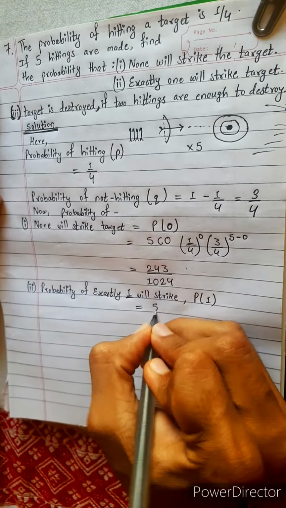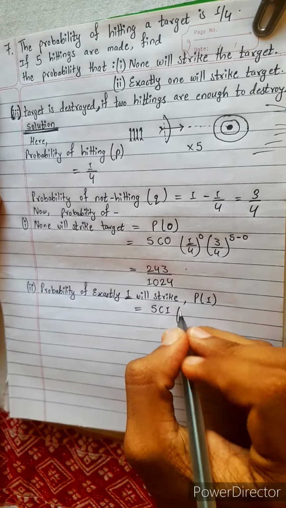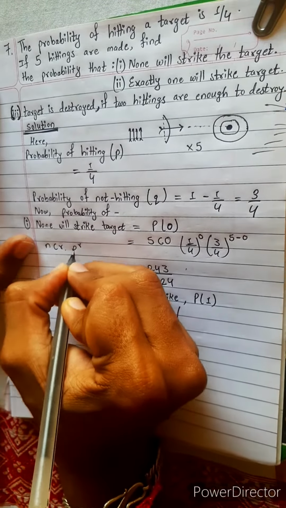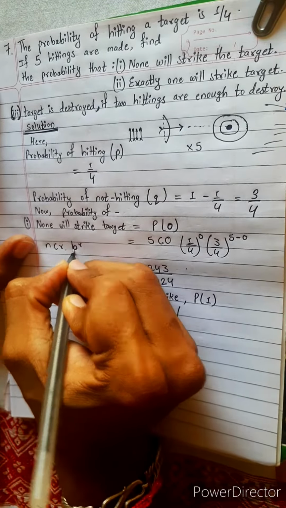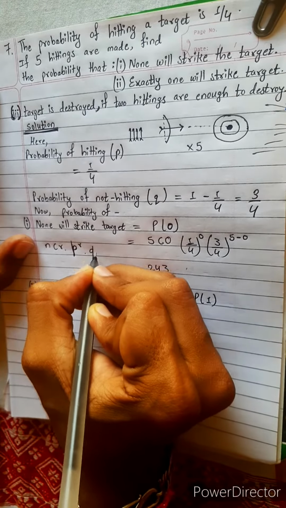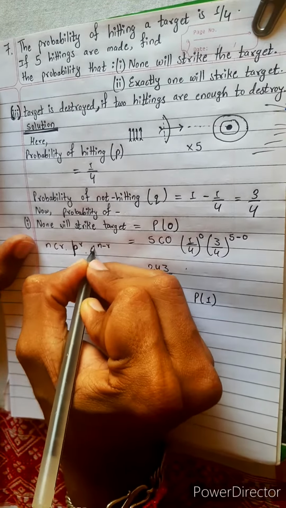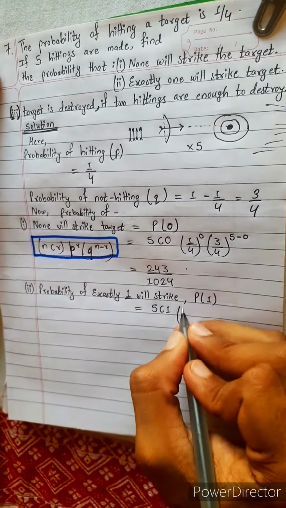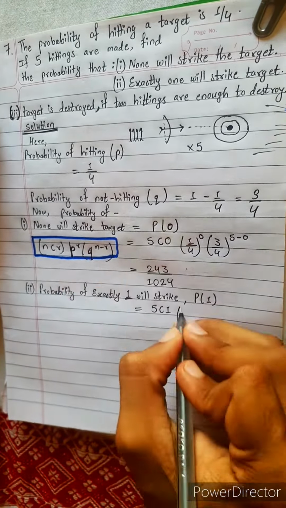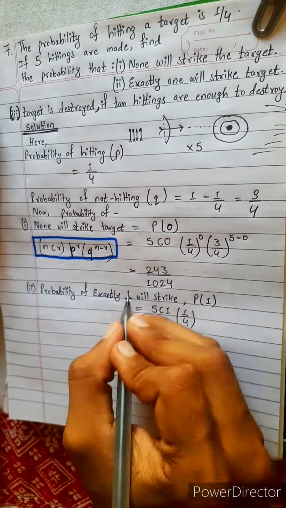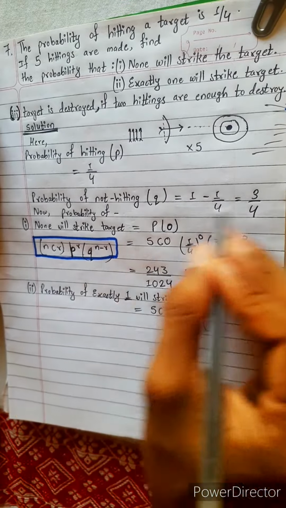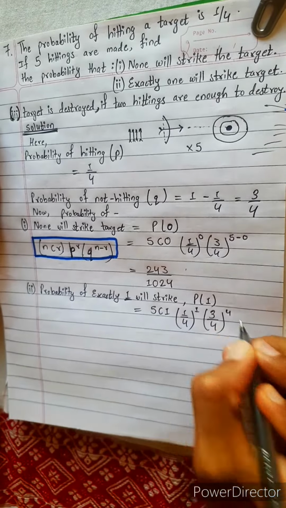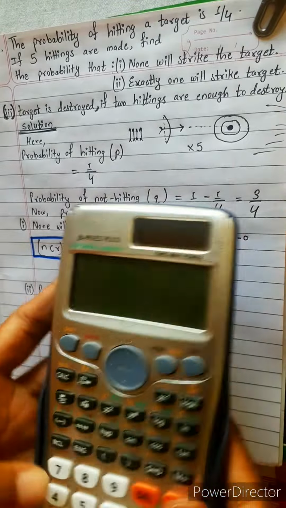Its probability is 5C1 p power. Let me write the formula first. nCr p power r, q power n minus r. This is small p, sorry, not capital, this is small p, and this is also small q. Is this visible? Here everything is under multiplication. So look here, P is which? 1 by 4. 1 by 4 power r, r is 1. And q means 3 by 4, its power is n minus r, 5 minus 1, 4.